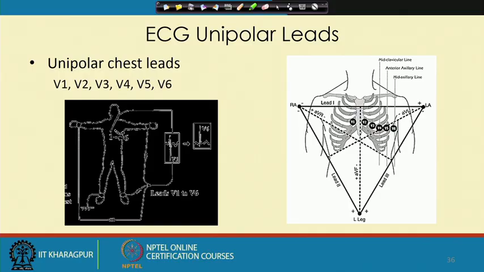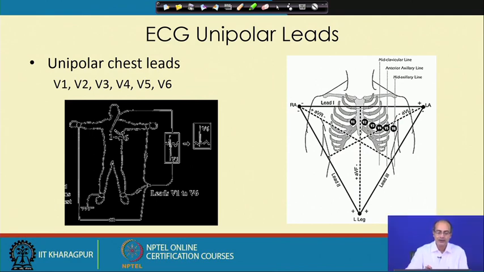So, though it can suggest that there is some problem, and that can be depicted as a change in the morphology in the bipolar signal, you will not be able to find out the origin of that problem. If you have to find that more carefully, then you need to come closer to the heart.